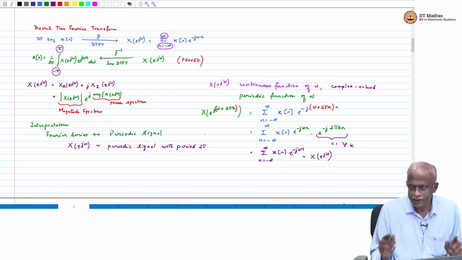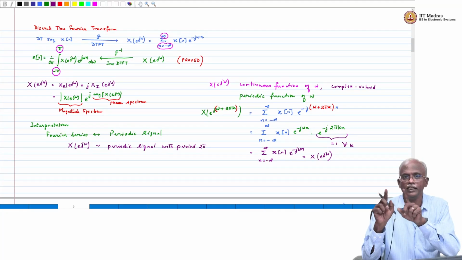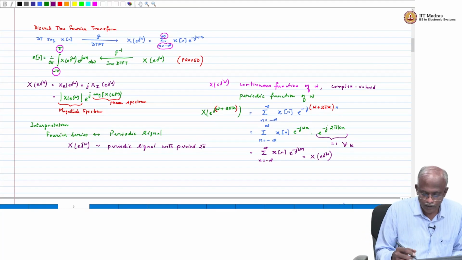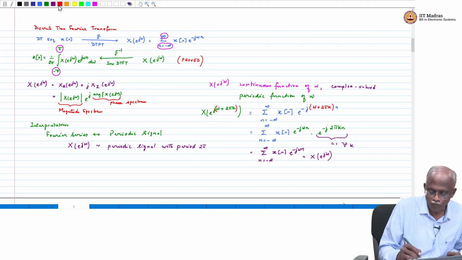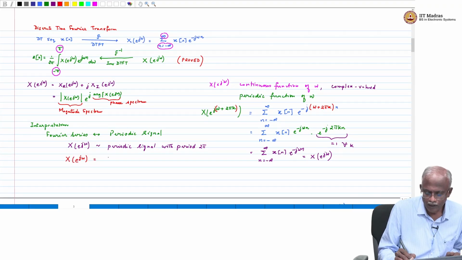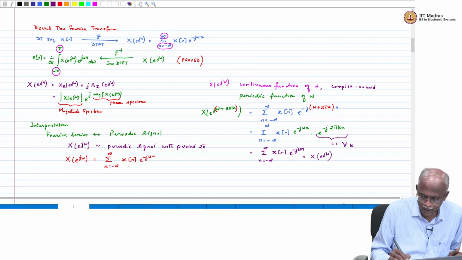Okay. Now, that means you should be able to represent Xe of j omega in terms of a Fourier series. And we can think of the discrete time Fourier transform as precisely a Fourier series representation. Xe of j omega is equal to summation n equal to minus infinity to infinity x of n e power minus j omega n, a complex Fourier series. And here we can interpret these x of n as the Fourier series coefficients.